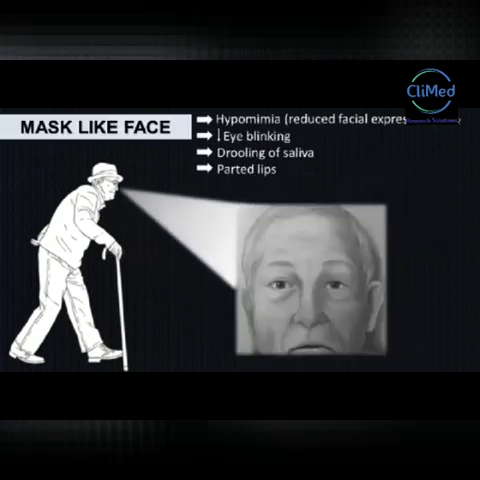Mask-like face. Here a cartoon-like face will appear, which will be completely different from before the disease. It is also characterized by different features like hypomimia, where there are reduced facial expressions, reduced eye blinking, and pooling of saliva. So even if the saliva is secreted normally in the mouth, it will leak out of the mouth. Parted lips, where there is a gap between the two lips, and hence there will be difficulty in speech again.